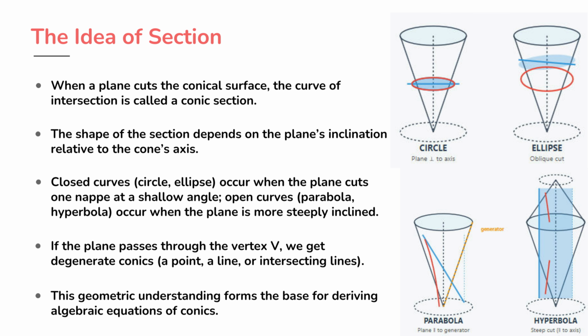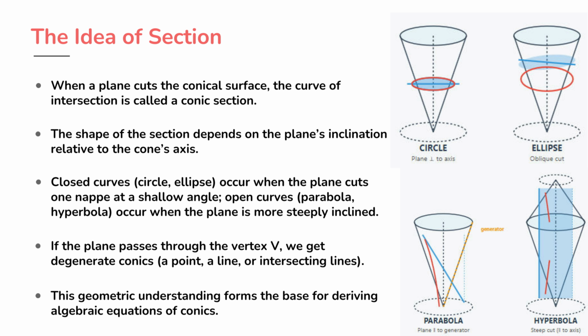So what exactly is a section? Well, if you take a cone and cut it with a plane, a perfectly flat sheet, the curve formed where the plane and cone meet is called a conic section. Now here's the twist. The shape of this curve depends entirely on how that plane is tilted. If the plane cuts across the cone straight and evenly, boom, we get a circle. Tilt it just a bit, we get an ellipse. Make it parallel to the generator of the cone, out pops a parabola. And if the plane slices through both naps, we get a hyperbola with two opposite branches.